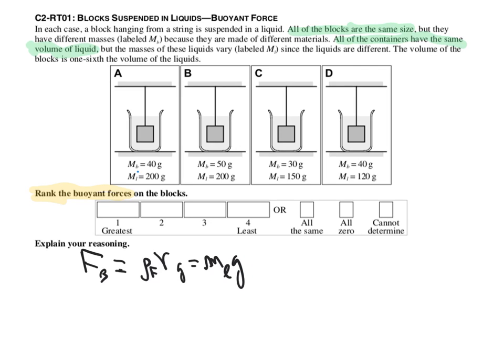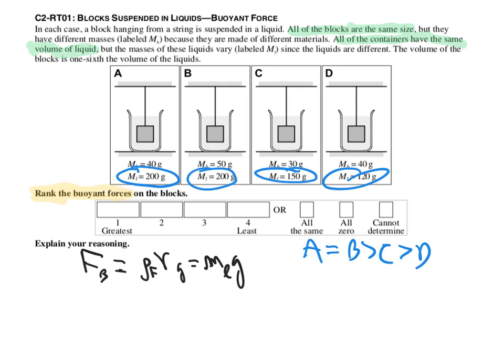So we can just go up here and say, well, what do we have? Well, we have 200 and 200. Those will be the biggest. And then we've got 150, and then we've got 120. So our ranking is that A equals B, and those are bigger than C, which are bigger than D.